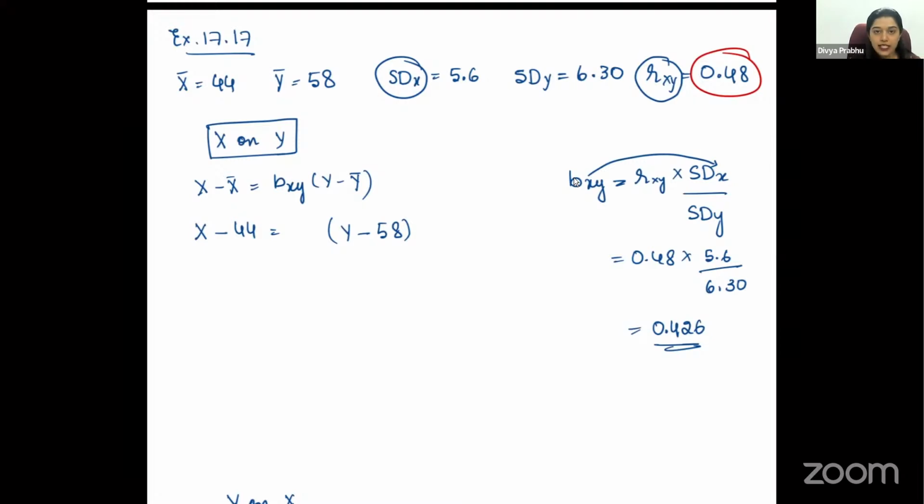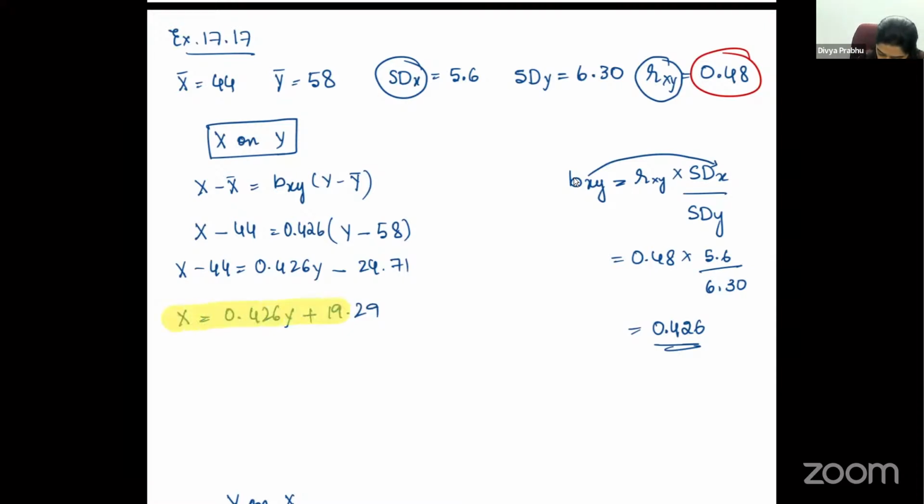Once you have got bxy, let's substitute now. That is 0.426. Now, if I solve this, X minus 44 is equal to 0.426Y minus 24.71, or X is equal to 0.426Y plus 19.29. Now, this is the regression equation of X on Y. Understood? The equation will be formed in such a way that you input the value of Y, you should get the value of X. So here we will substitute the value of Y now.